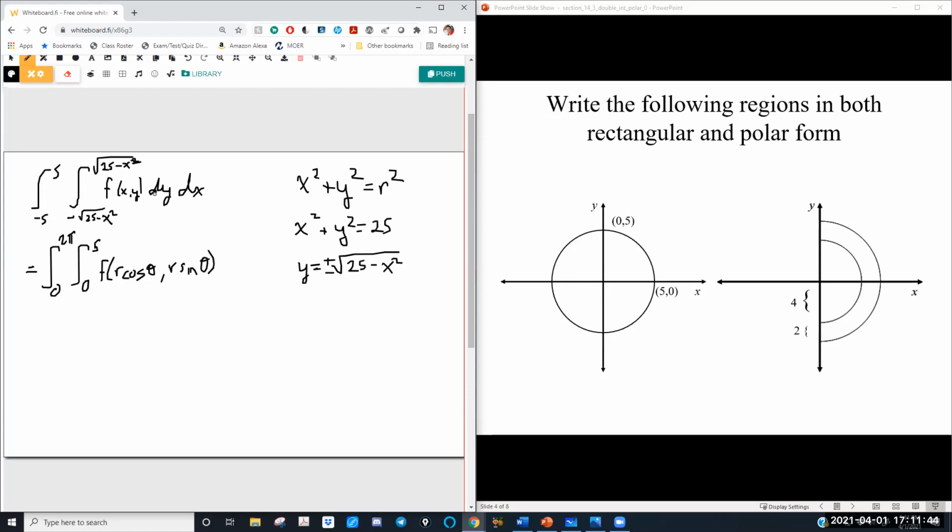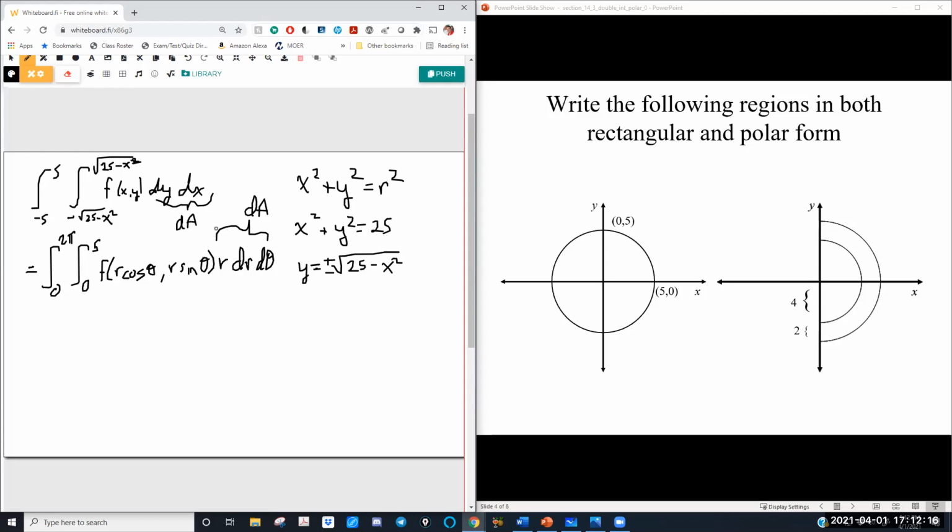And you saw this in the video. When we're changing over the dy dx, we have to put an r in there. And so it's r dr d theta. Every time you do a double integral in polar, you have to include the r. It is part of the dA. All right.